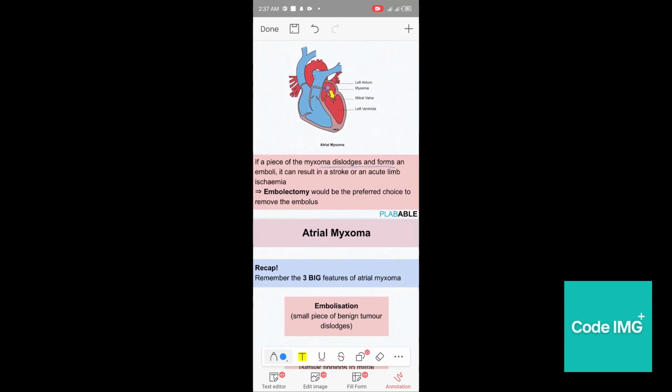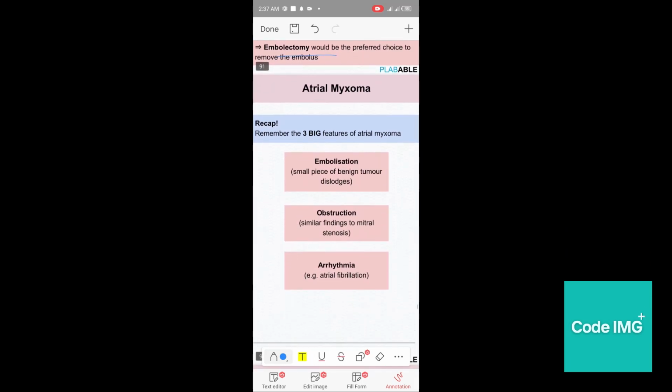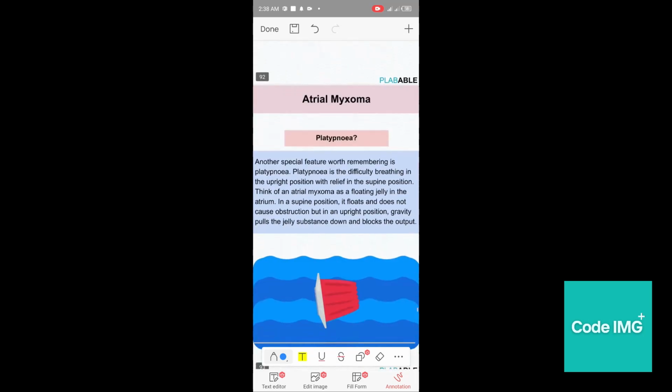If it dislodges on the left side, it can go down, can go up, even leading to stroke or acute limb ischemia. Embolectomy when you remove the embolus. So it can cause embolization, go down and up, can obstruct the mitral valve, and can lead to arrhythmias.